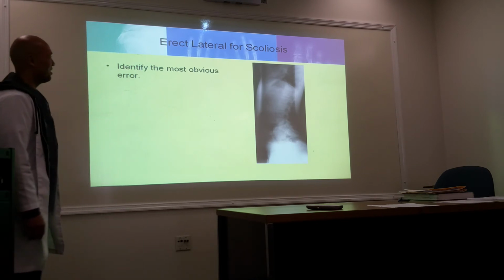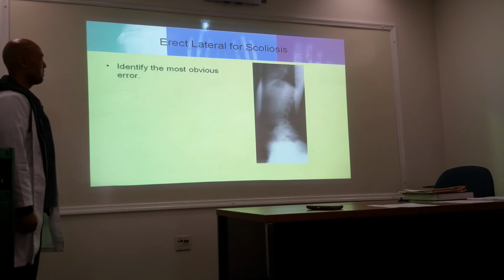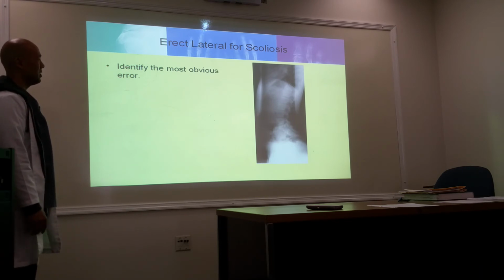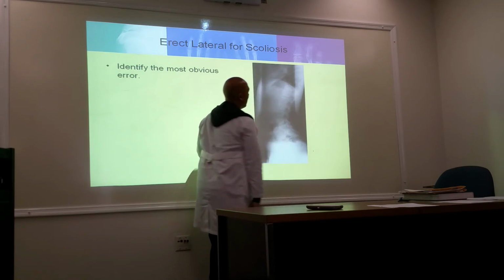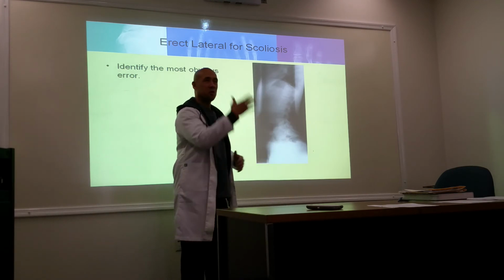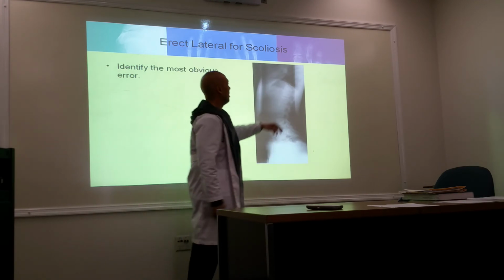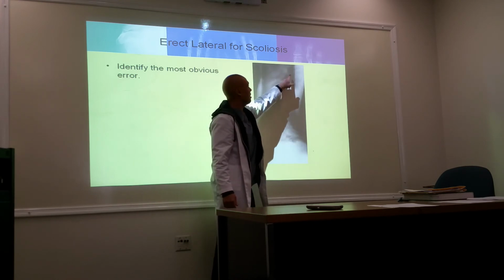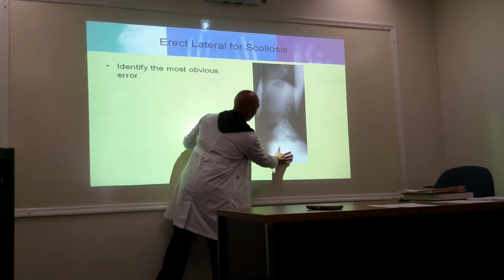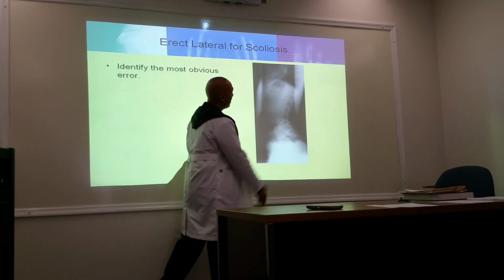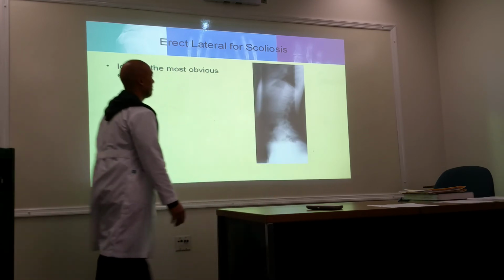Erect lateral scoliosis. What's going on here? Technique, yeah. It's a little grayish. Are we cutting part of the spine off? Yeah, we're missing this. When we're doing scoliosis studies, we're looking at the relationship between the T-spine and the L-spine. We're missing the T-spine completely, but we've got some legs down here. Are they too low? Yeah, so they need to go up a little bit.